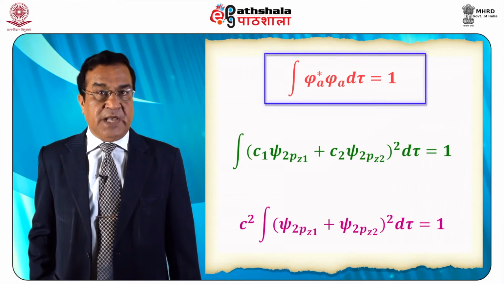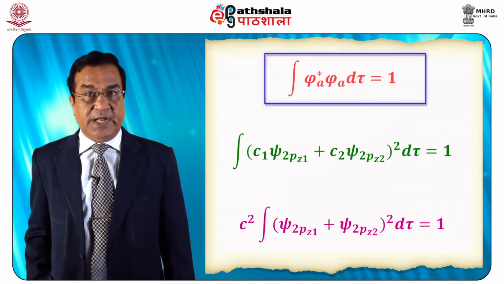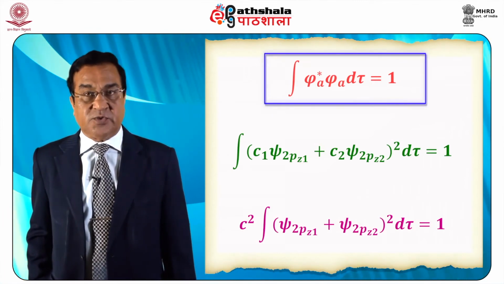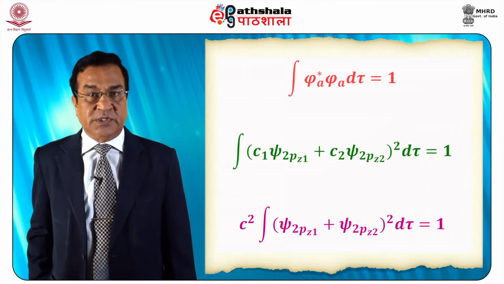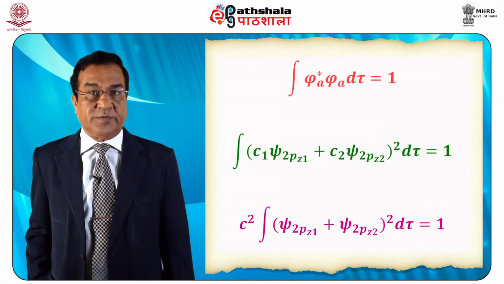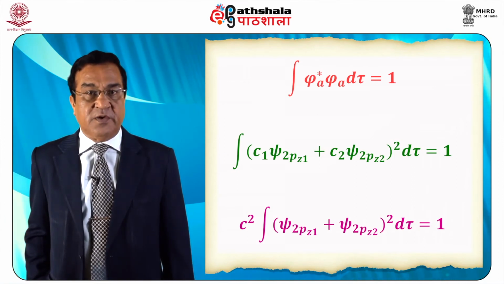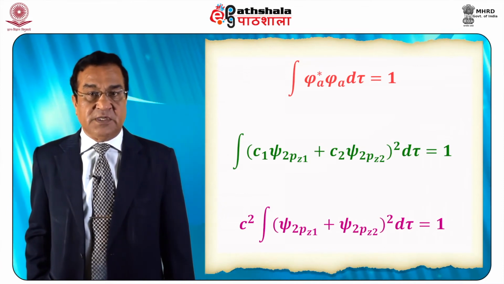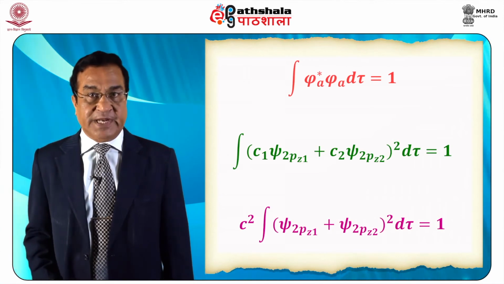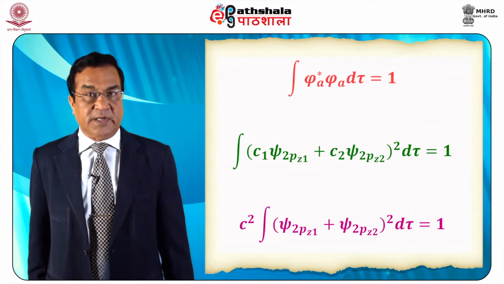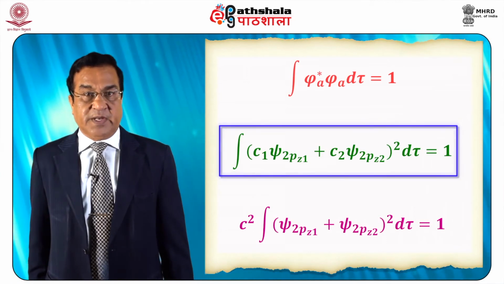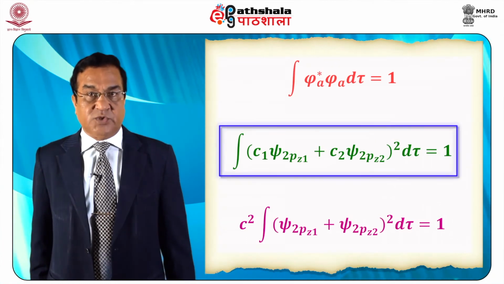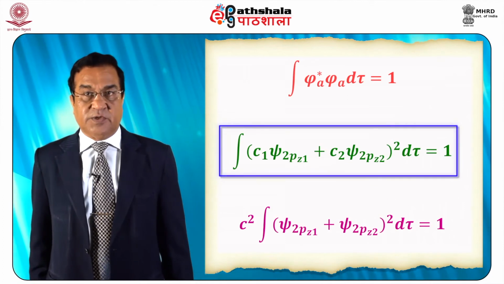If the wave function has to be normalized, then you will agree that this integral phi a star phi a d tau has to be equal to 1. If we substitute the LCAO expression for phi a star and phi a, we get this equation, which on further simplification gives us the corresponding values which have been derived. If we use the corresponding expression for phi a, it becomes the integral of (C1 psi 2pz1 plus C2 psi 2pz2) whole square d tau is equal to 1.